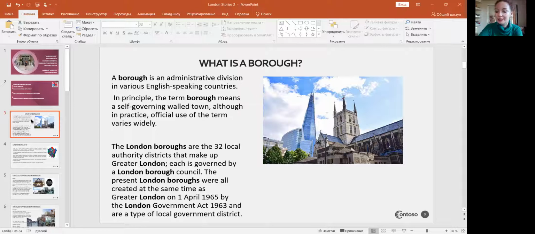So basically it's not an area, it's not a district, it's not a quarter, it's a few districts that live their own life and have their own governing organization.